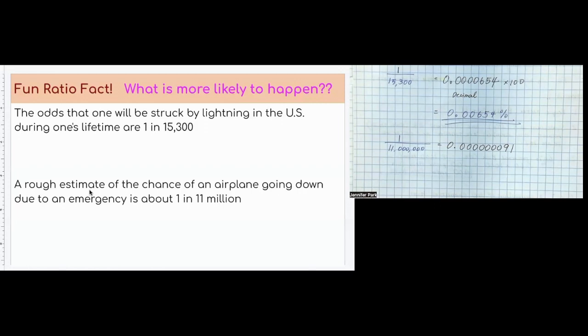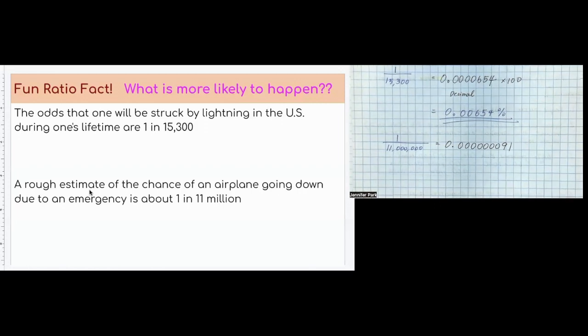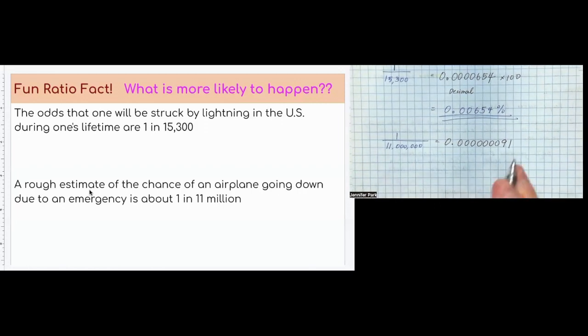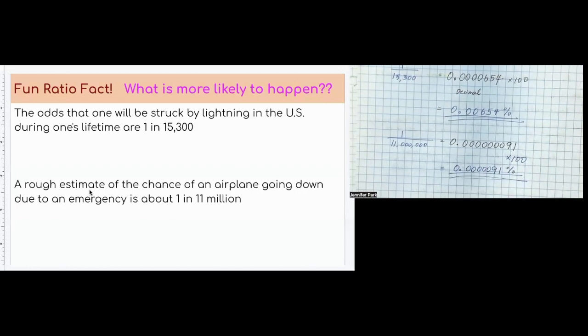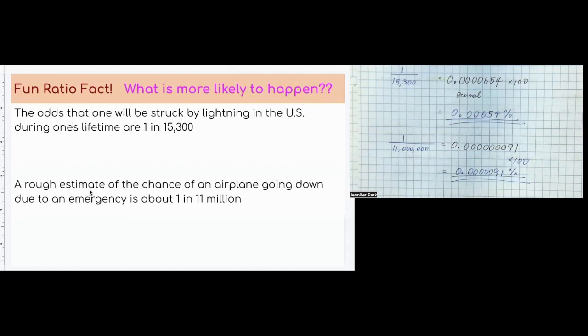0.000000091. So many zeros. But then I'm going to multiply that by 100 to turn that into a percentage. And guess what's going to happen? You're going to get 0.0000091%. That's the chance of an airplane going down due to an emergency. So what is more likely to happen based on this ratio?